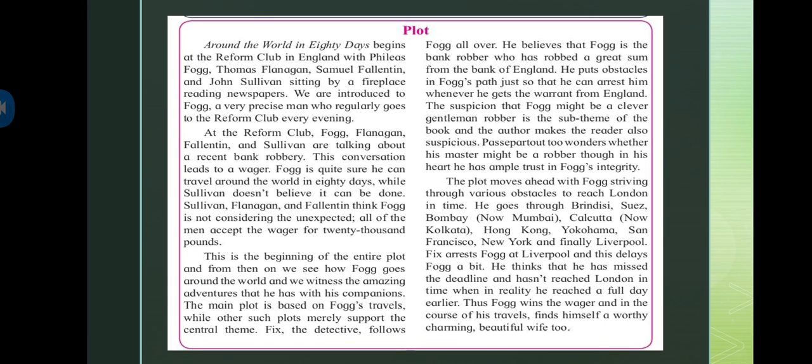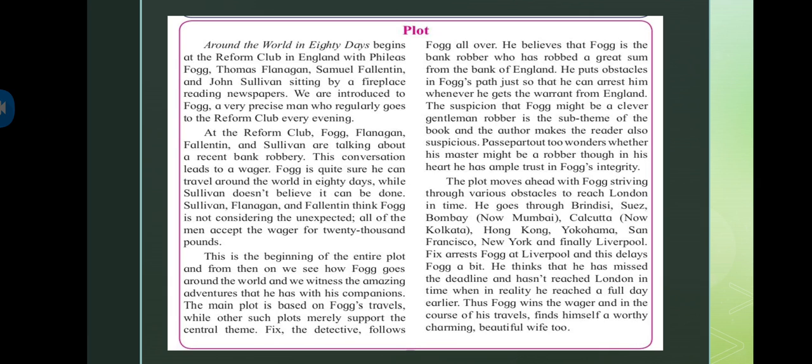Now, while Fogg was embarking on this journey, there was also a detective who was always there behind him. He followed Fogg everywhere, and the detective believed that Fogg is a robber, and that the bank robbery in England's bank was done by him. That's why he follows him everywhere. Wherever Fogg goes, he's there behind him.